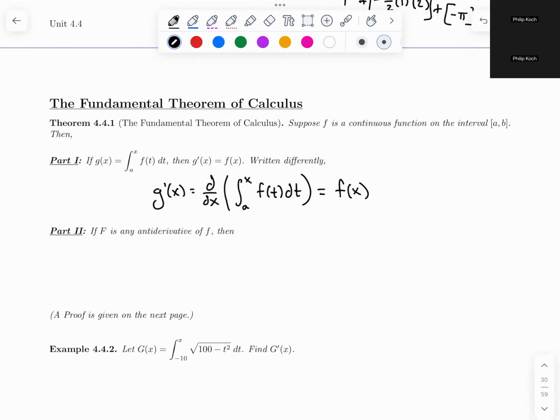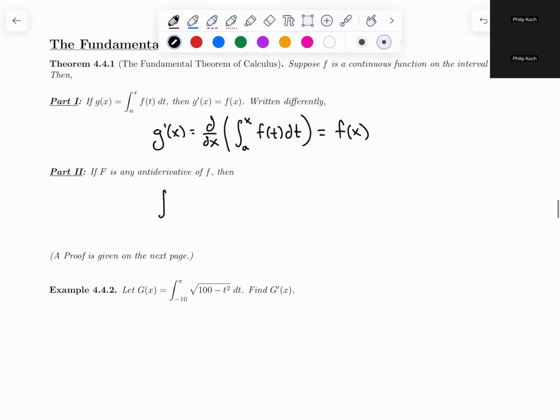Okay. The far more important part. This is the thing that you will be using far more often in the rest of your calculus career. This one is important if you're going to become a math major. If you're not going to become a math major, you're probably going to use part 2 far more often. If capital F is any antiderivative of lowercase f, then the integral from a to b of f of x dx is equal to capital F of b minus capital F of a.